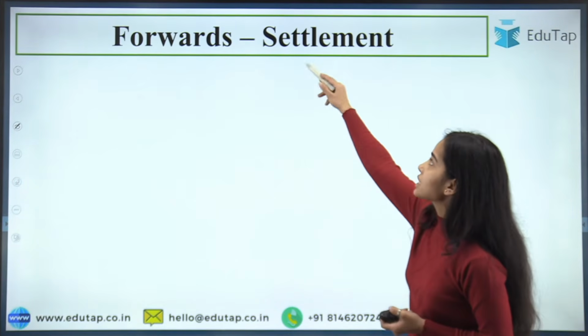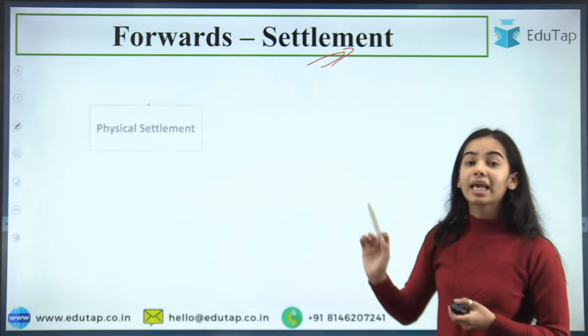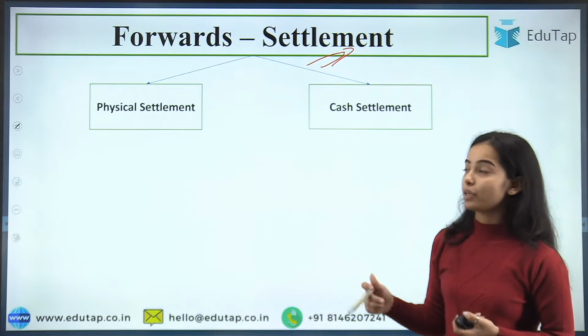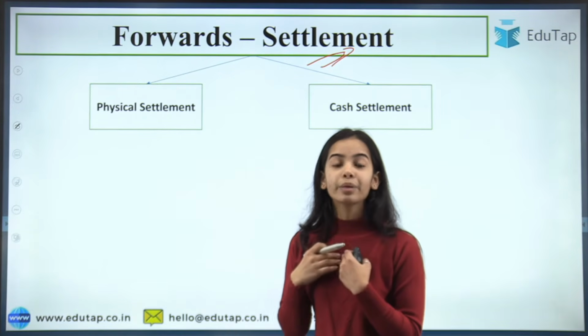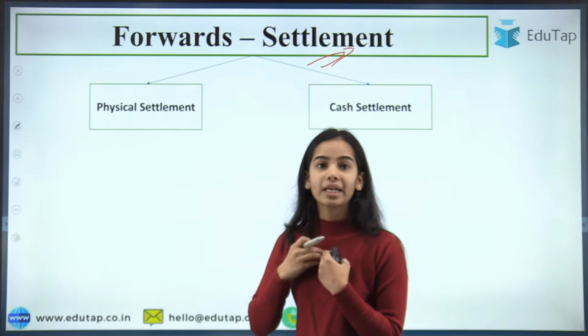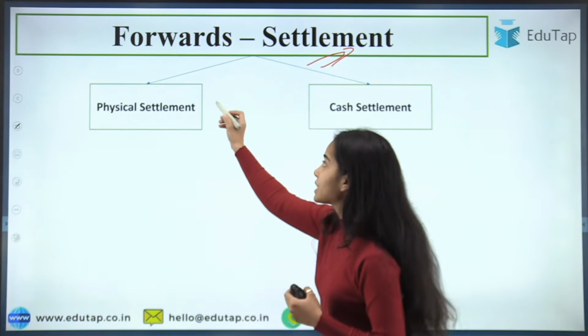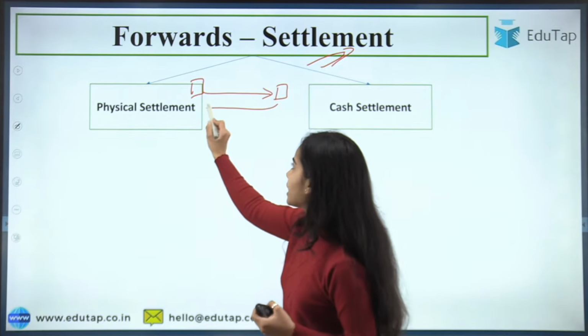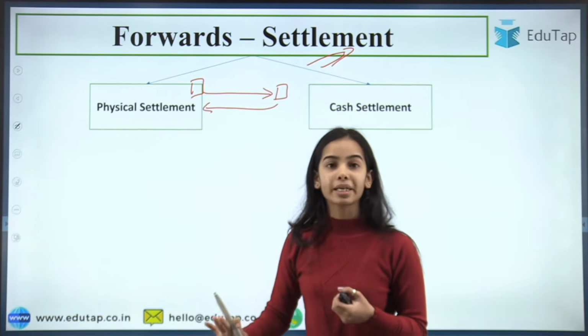So how is the settlement done in the forwards case? It can be done through physical settlement or through cash settlement. In physical settlement, you are directly sending your product, the potatoes. The farmer is sending the potatoes to the other party and the other party is sending the money to the farmer. This is the physical settlement.